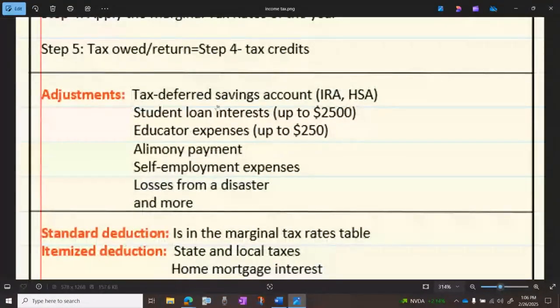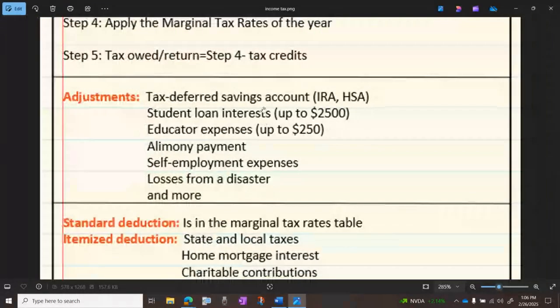So adjustments, I have a list of adjustments here. They include tax deferred savings accounts, such as IRA, HSA. IRA here represents individual retirement account. Maybe some of you have IRA. It's a savings account you save for your retirement. HSA stands for Health Savings Account. And this type of account you save for your medical bills.